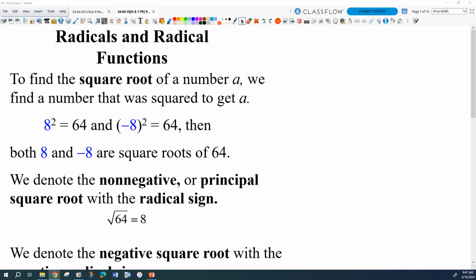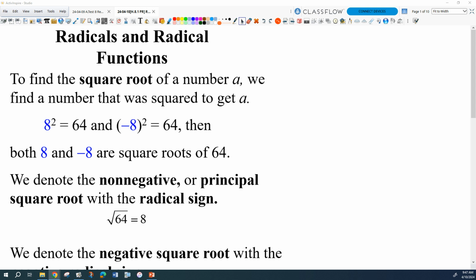To find the square root of a number a, we're just finding the number that was squared to get a, right? So for example, you could all tell me that 8 squared is 64, and so therefore, what's the square root of 64? Square root of 64 is 8, right? Yeah, because 8 squared is 64, the square root of 64 is 8.